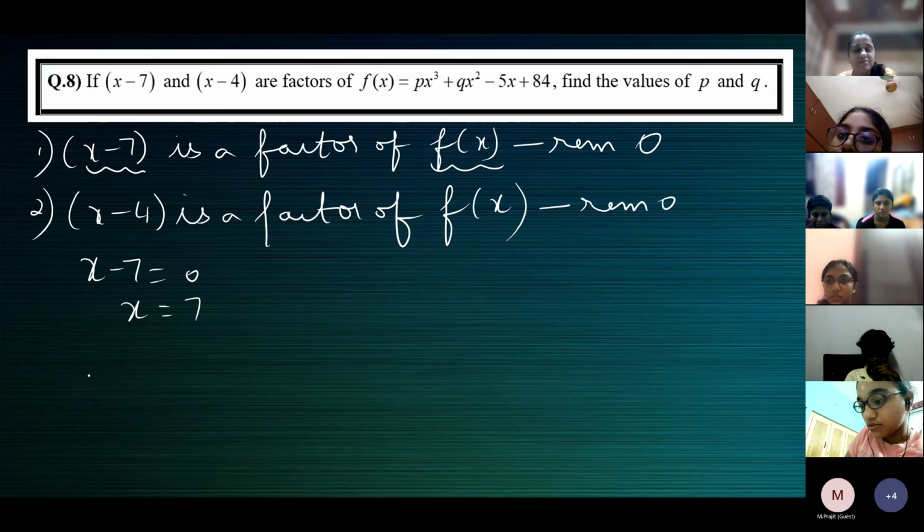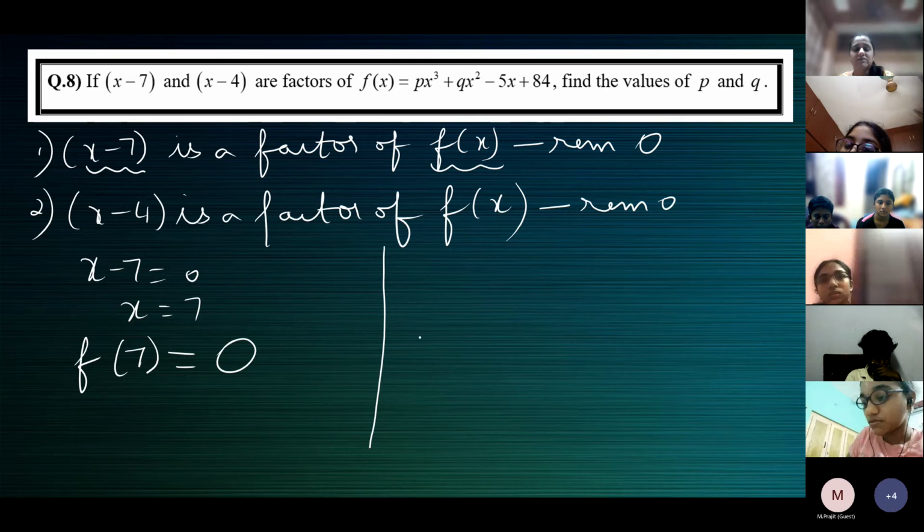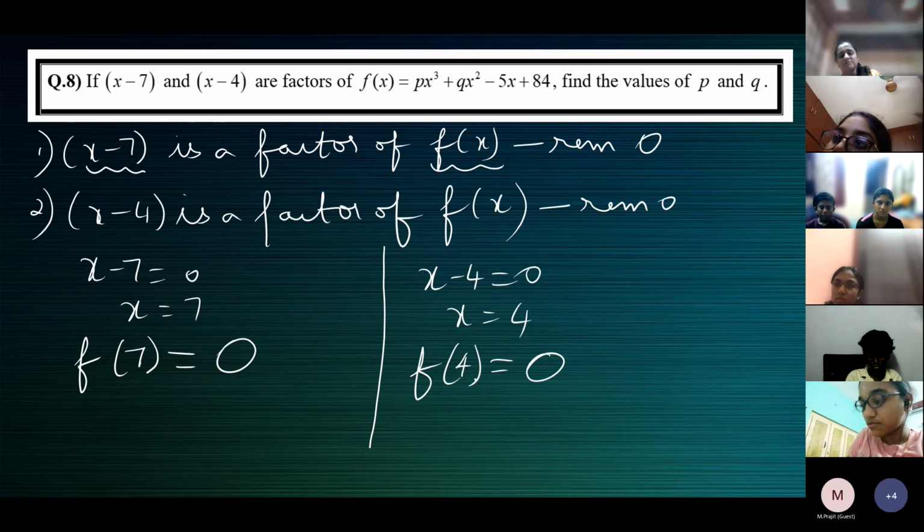Now, the dividend is f of x. In place of x, when you use 7, you will get the remainder. And what is the remainder? 0. Why 0? Because x minus 7 is a factor. Similarly, for the second one, you're dividing the same f of x by x minus 4. So x minus 4, the divisor, is equal to 0, x is equal to 4. So now f of 4 will give you the remainder when f of x is divided by x minus 4. And what's the remainder? 0. Why? Because it's a factor.